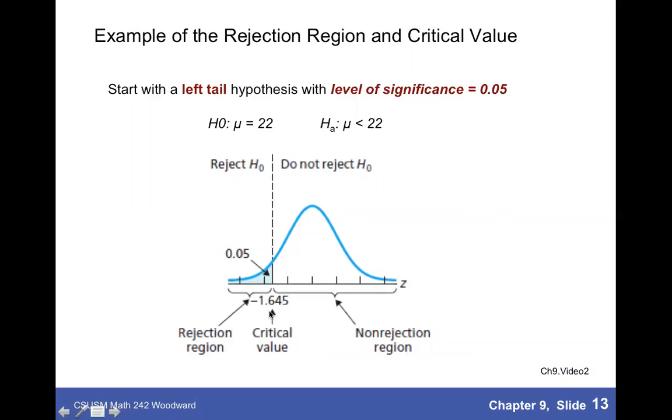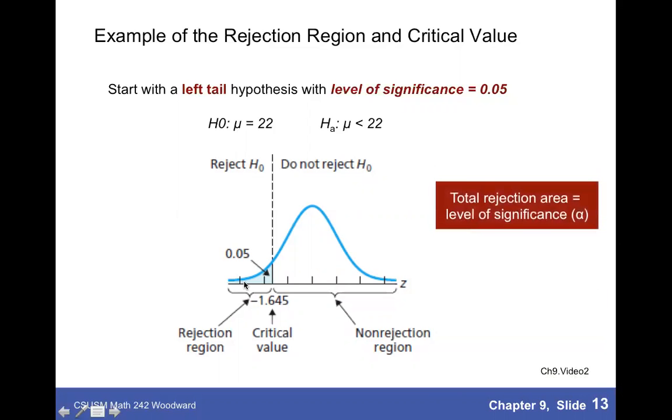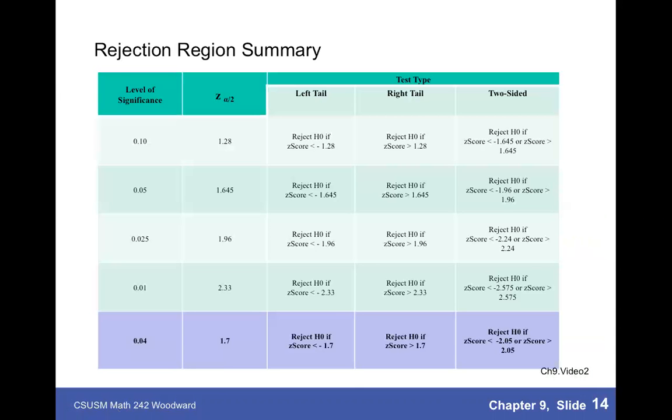So my critical value is minus 1.645 for a left tail test. My rejection region is to the left of minus 1.645, and do not reject is to the right. That means when I get my z-score, if it's bigger than minus 1.645, I do not reject. If it's in here, I do reject. Total rejection area is alpha again.